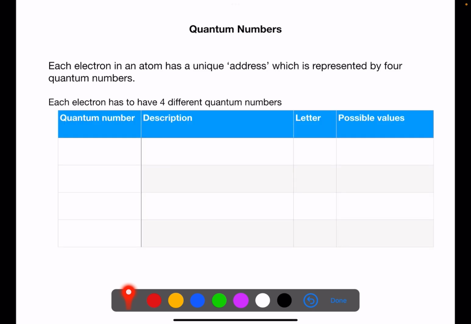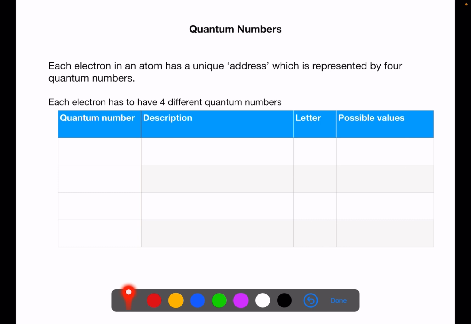Each electron in an atom has a unique address, which is represented by 4 quantum numbers. If you think of your address at home, you have your name, the number of your house, your street name, the town you live in, and then your postcode. These are different parts which identify who that letter is going to in your house. No 2 people in the house can have the exact same address because the people in the house have different names. Here, all of your electrons have to have different sets of quantum numbers, and no 2 electrons can have the same 4 quantum numbers. One of their quantum numbers has to be different.